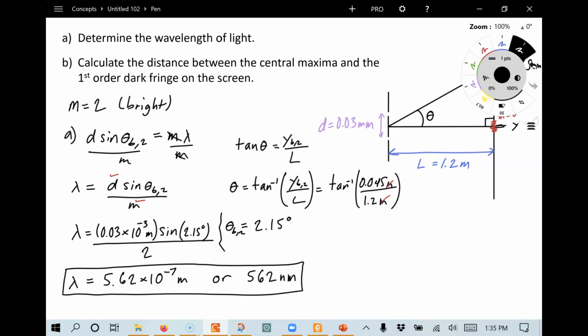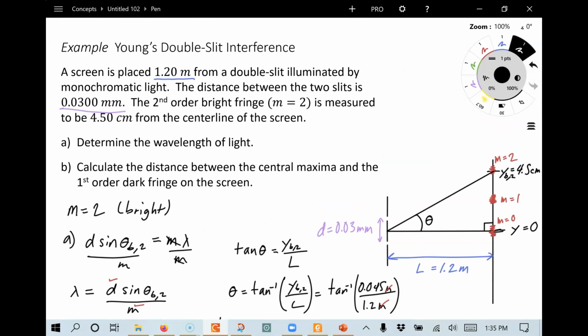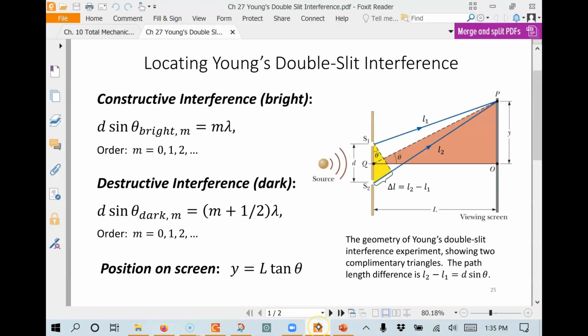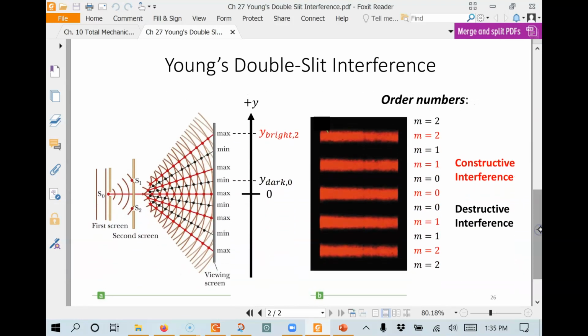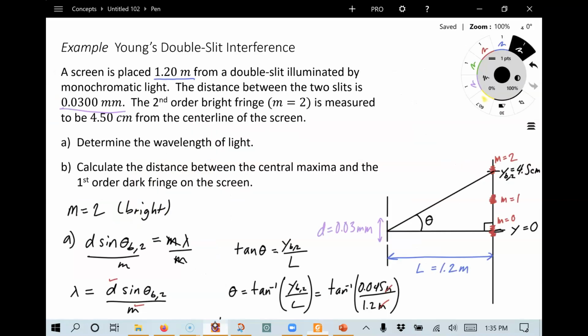Now part B says, calculate the distance between the central maxima and the first order dark fringe on the screen. So to understand in the picture where the first order dark fringe is, let's go ahead and look at our notes again to see how the order numbers are labeled for Young's double slit experiment. We see that m equals 0 is the dark fringe on either side of the central maxima. And so we're going to go to the next dark fringe to get to m equals 1. So back to our picture here. We see that for the dark fringes, here's your dark spot, m equals 0. And the next one here, here's your dark spot, m equals 1.